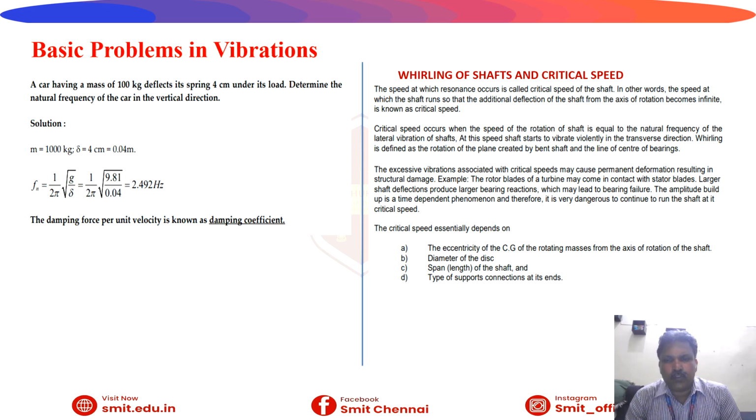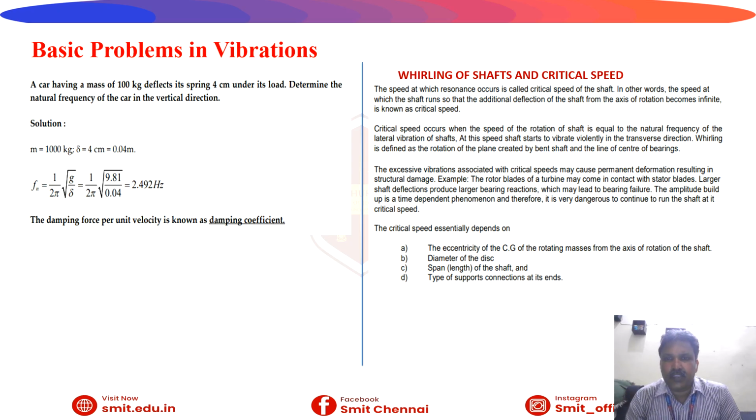The damping force per unit velocity is known as the damping coefficient. Now, the whirling of shaft and critical speed. The speed at which resonance occurs is called the critical speed of the shaft. In other words, the speed at which the shaft runs so that the additional deflection of the shaft from the axis of rotation becomes infinite is called the critical speed.